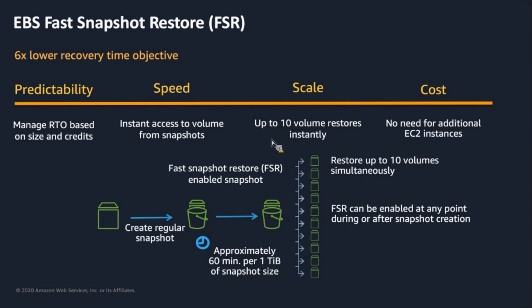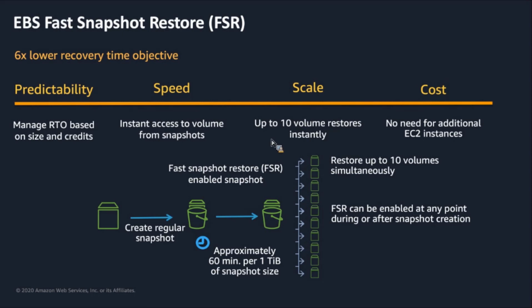So there are two key benefits. One is predictable performance once you launch your volume from an FSR enabled snapshot. That's predictable performance. The second one is you don't need to invest in your EC2 infrastructure, attaching the volume and reading the bytes off through some command line utilities such that you load all the bytes from S3. So these are two distinct benefits for FSR enabled snapshots.